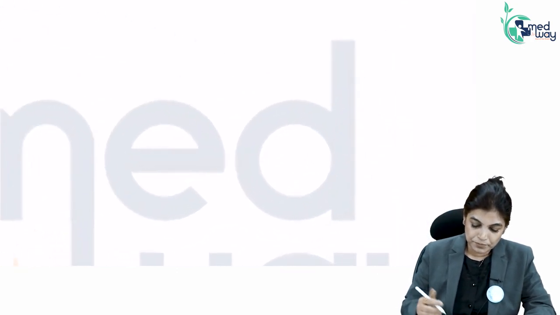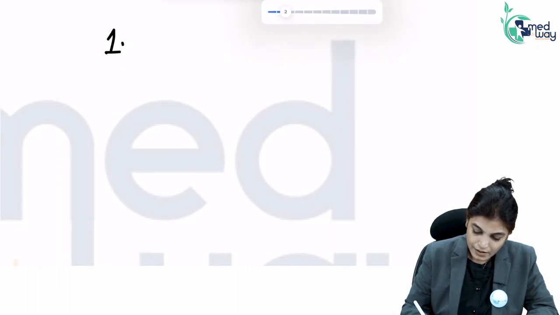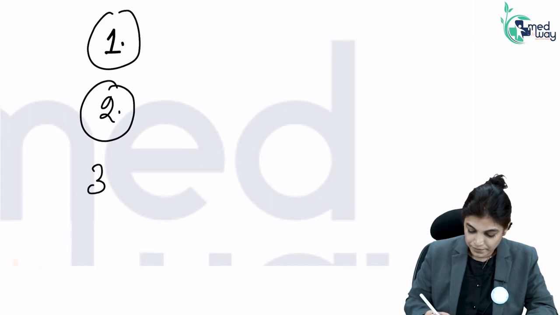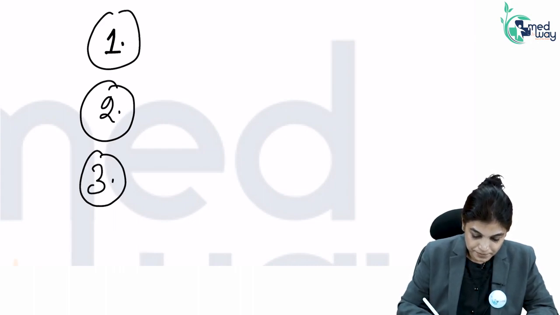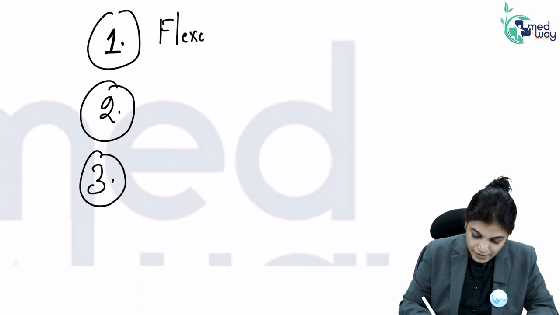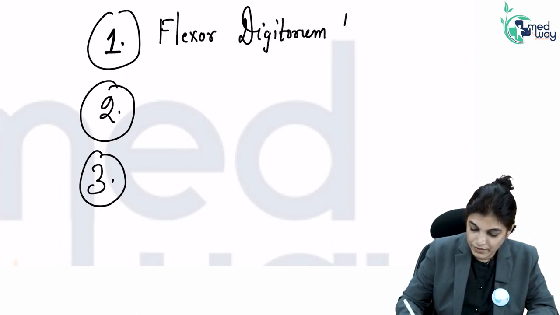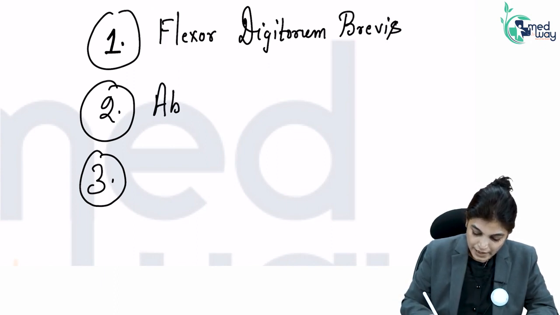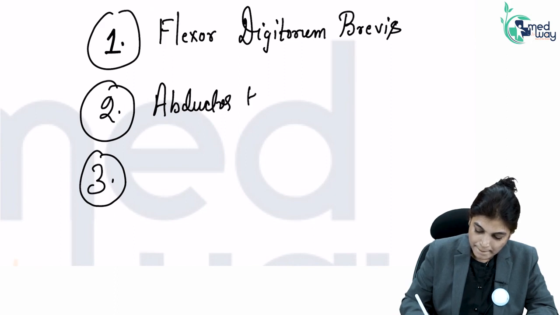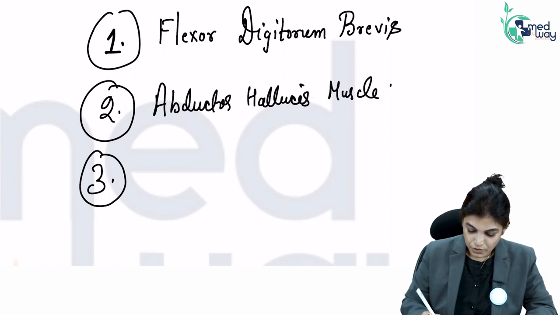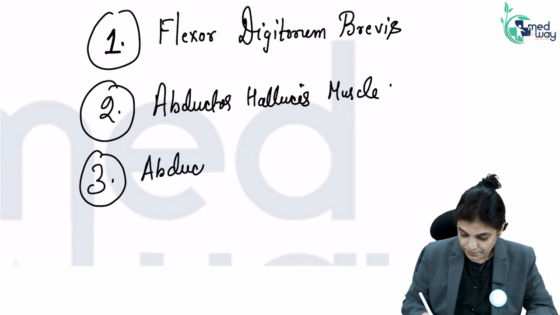So there are 3 muscles. I have already shown you the names. So we are talking about the 3 muscles of the first layer. So please write down the names. And the names are flexor digitorum brevis muscle. Then we have got abductor hallucis muscle. Then we have got abductor digiti minimi muscle.